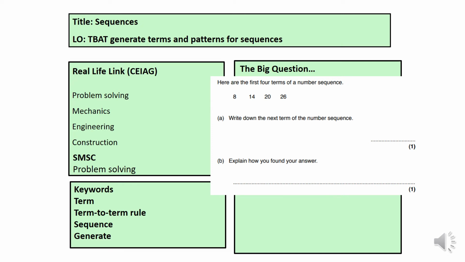Okay, so this lesson we're working on sequences, and hopefully we should be able to generate terms and patterns for sequences by the end of the lesson. The key words for this lesson are term, term-to-term rule, sequence and generate, which hopefully we will be covering throughout this PowerPoint slide.